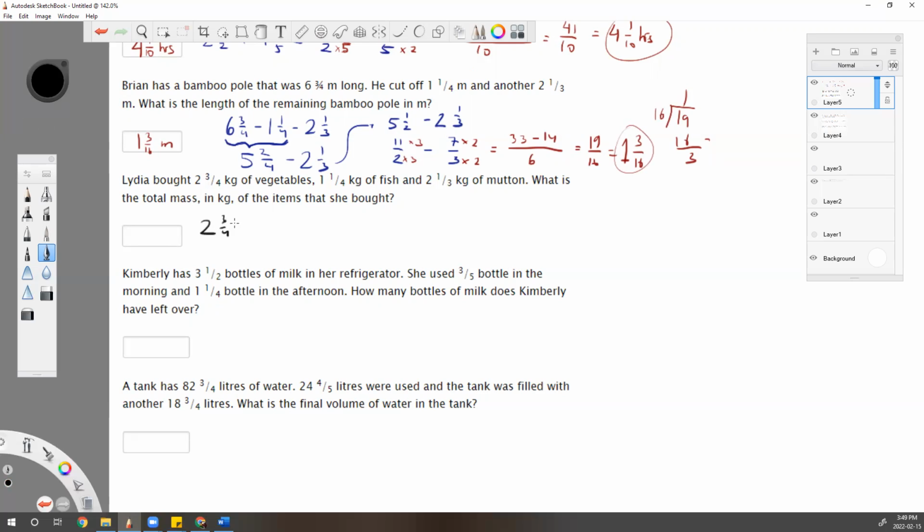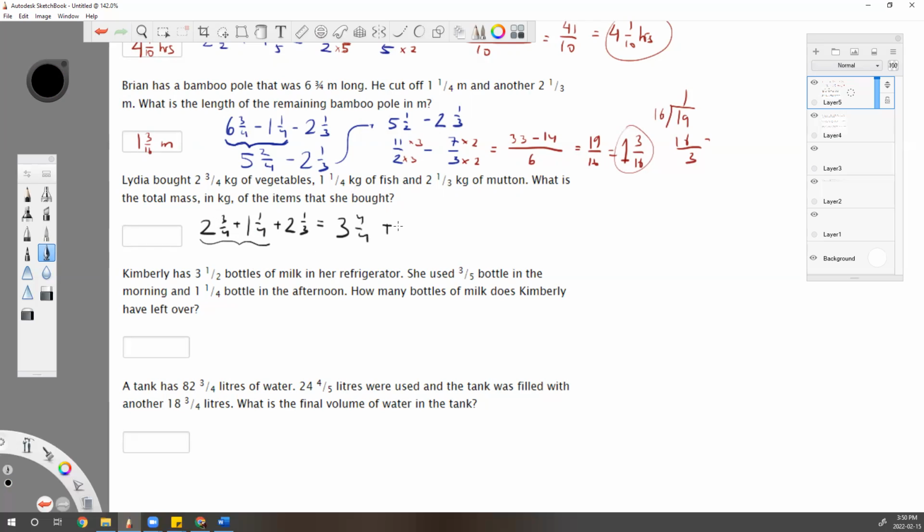2 3 over 4 plus 1 1 over 4 plus 2 1 over 3. Okay, by the way, in the next meeting we will learn about multiplication and division of fractions. Now we focus on plus and minus. So we have this already. It's the same, see, 4 and 4. So 2 plus 1 is 3. 3 plus 1 is 4 over 4.